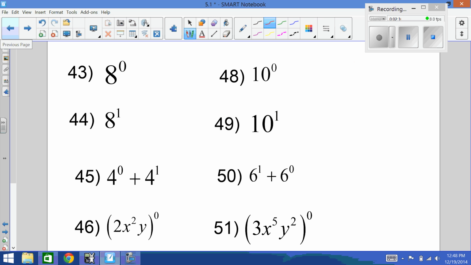All right, so let's do some examples. 43, 0 power, so it's 1. The power is 1, so therefore it's whatever the base is. Now this is 4 to the 0 is 1, plus 4 to the first power is 4, and 1 plus 4 gives me 5.